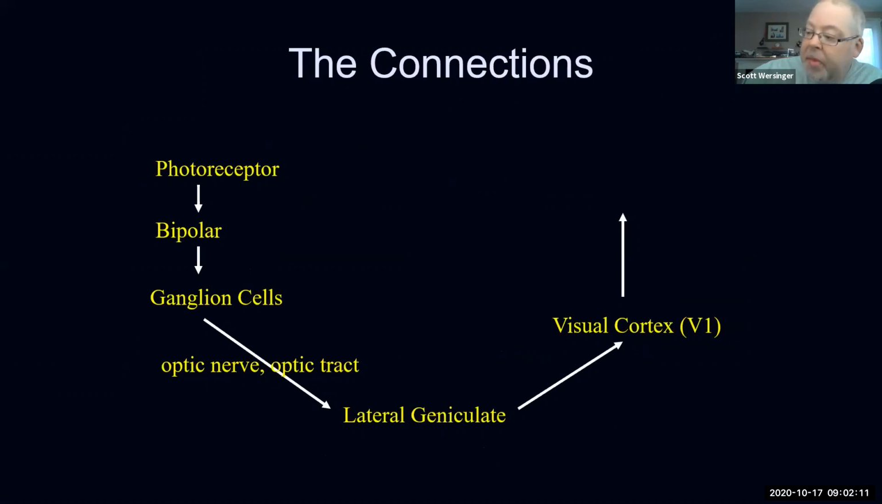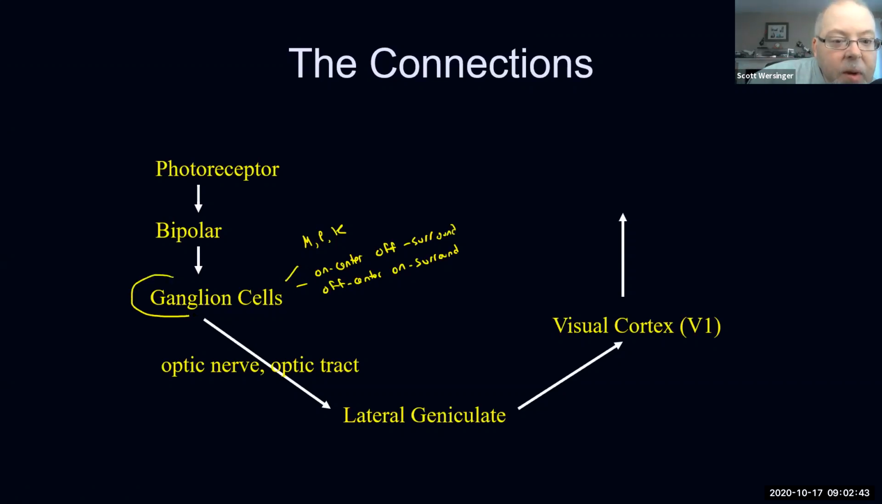All right. So we've talked a bit about the photoreceptor, bipolar cell, ganglion cells. With these ganglion cells, we've talked about M, P, K types. With the ganglion cells, we've talked about on center, off surround, and off center, on surround. Okay, so there's a lot going on even in the retina. Okay, so the ganglion cells kind of have a lot going on.